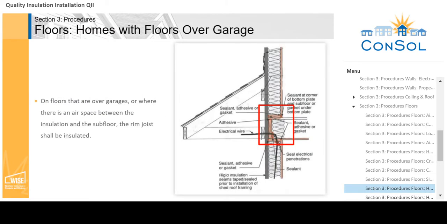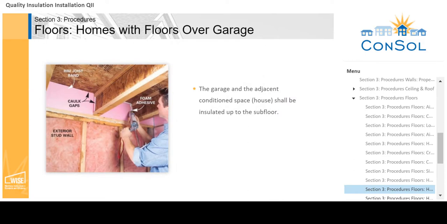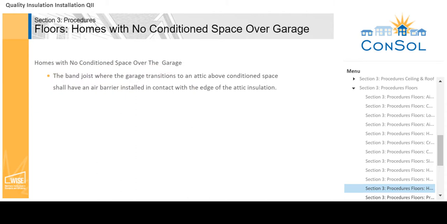On floors that are over garages or where there is an airspace between the insulation and the subfloor, the rim joist shall be insulated. The garage and the adjacent conditioned space, house, shall be insulated up to the subfloor. All rim and band joists adjoining conditioned space shall be airtight and insulated. The band joist, where the garage transitions to an attic above conditioned space, shall have an air barrier installed in contact with the edge of the attic insulation.